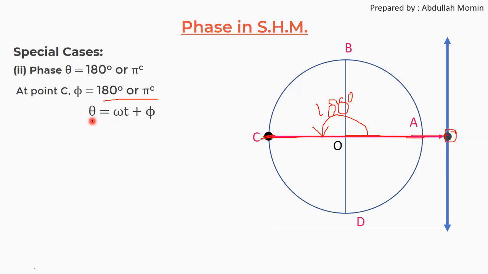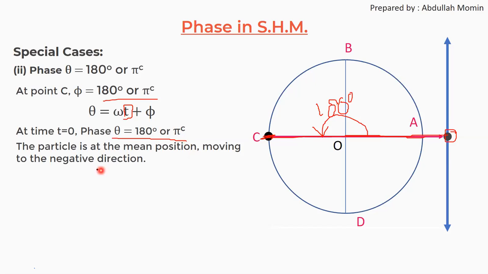And we know that phase theta is equal to omega t plus phi. So at time t0, we are going to put the value of t as 0 and the value of phi as 180. So we will get theta as 180 degree or pi radian. So the particle is at mean position and moving in the negative direction.